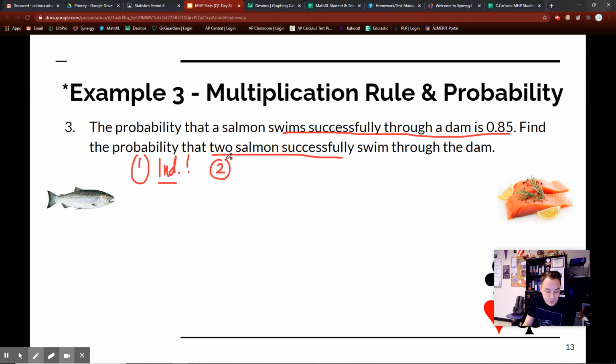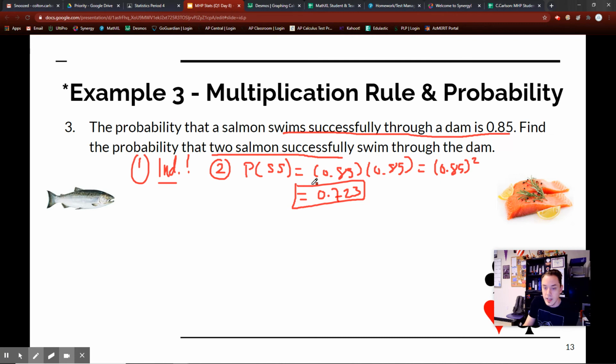Now, I want to find the probability of two salmon. I'm just going to do SS. And so that means 0.85 times 0.85. This is also what we call 0.85 squared, and this is 0.723. Okay, so you're starting to see probability is honestly just adding and multiplying stuff together.